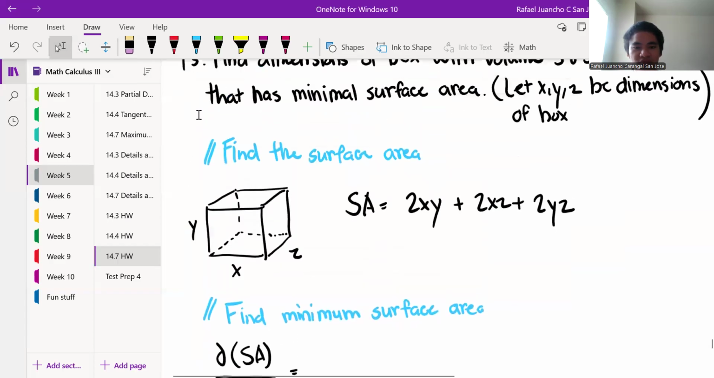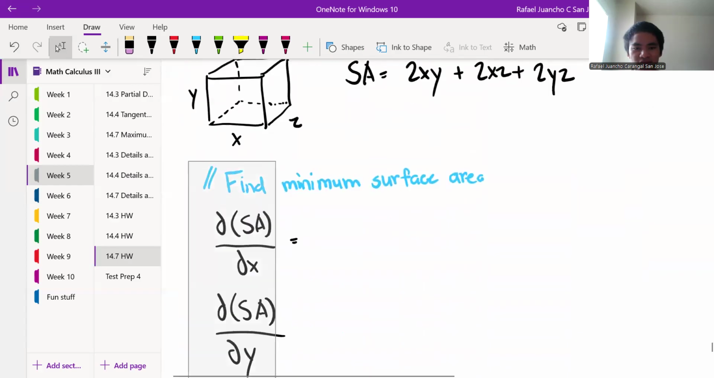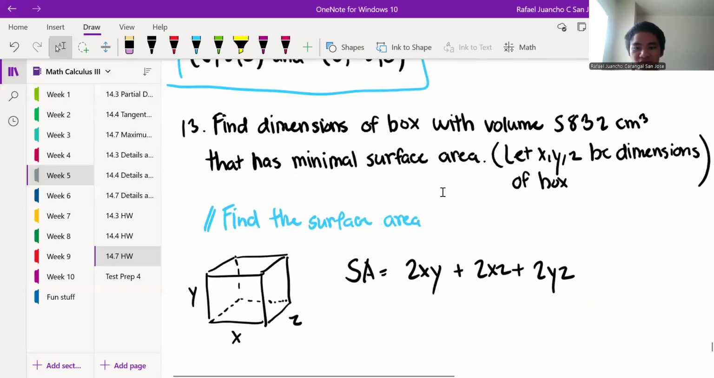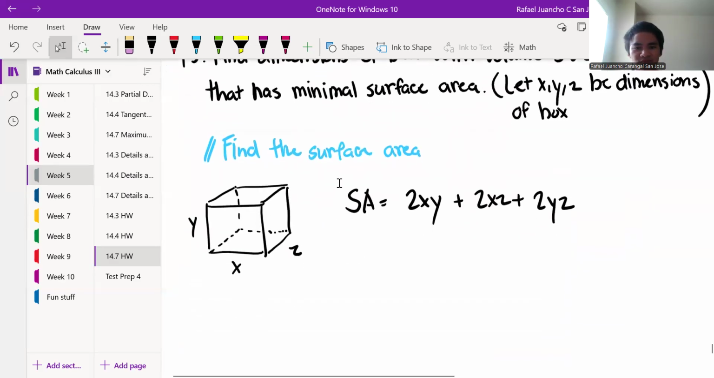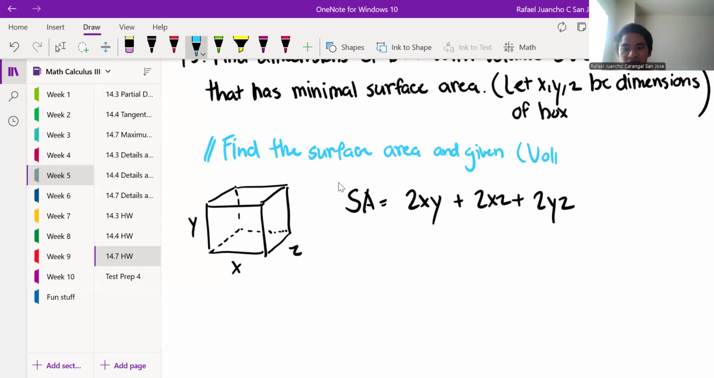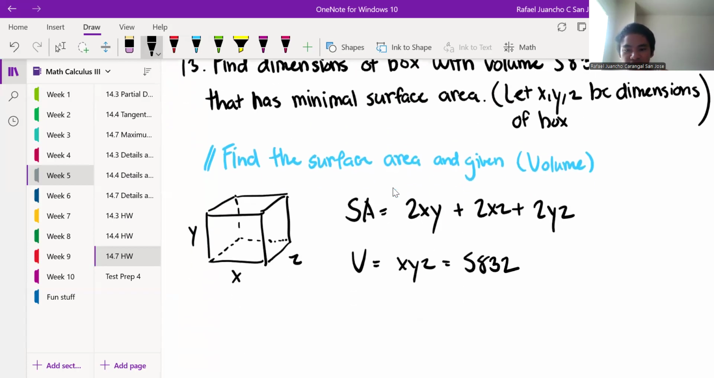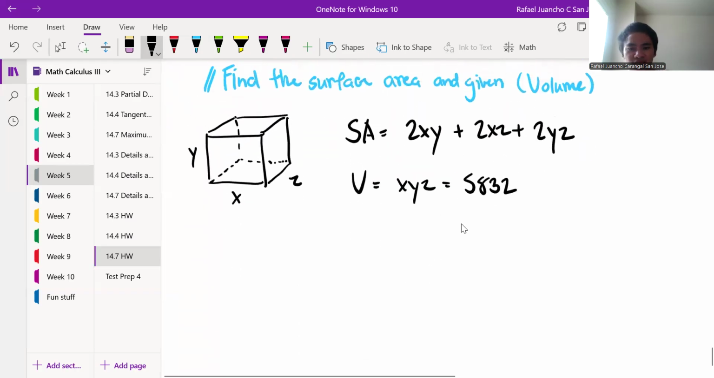So this is an optimization problem, right? So we actually need two things. We need what we know as a given, but we also need something that we can derive. So we not only need the surface area, but we also need to state the given. And so in this case, that's the volume. And then that's where we can derive some stuff. So my volume, I'll denote it as V. This is just XYZ is equal to that number, 5832. And that's for any optimization problem, right?